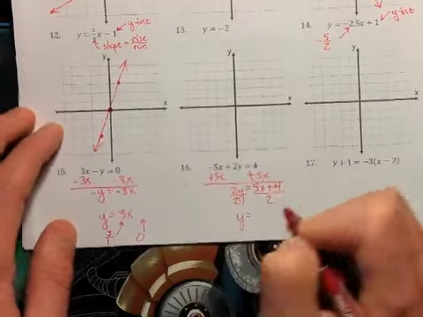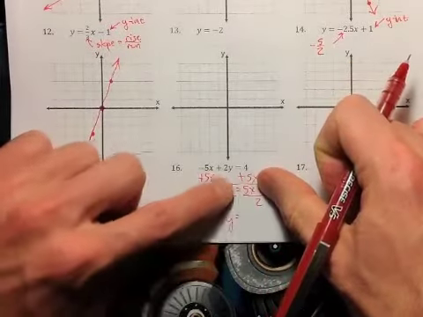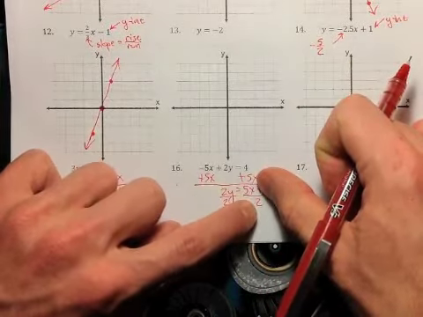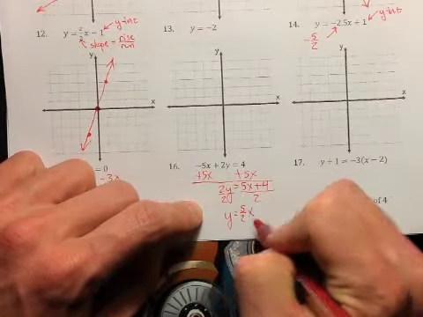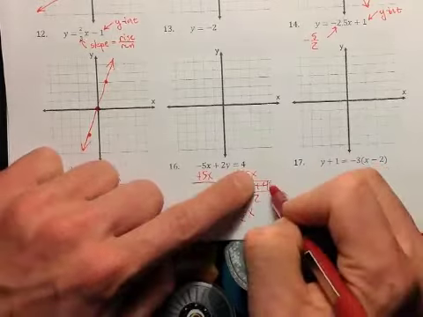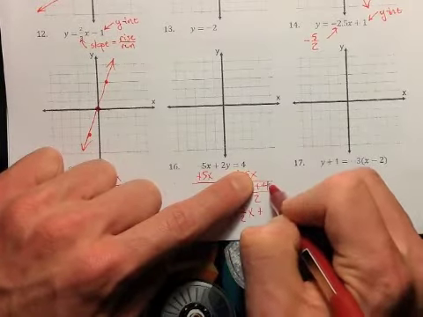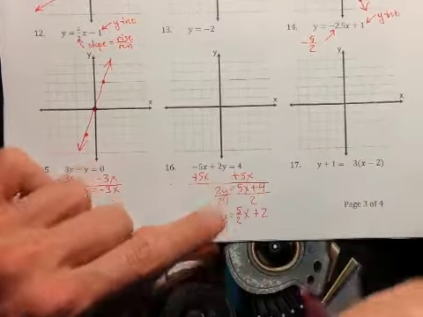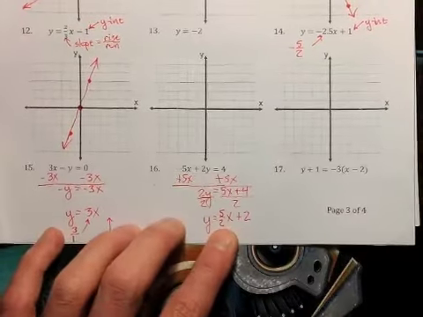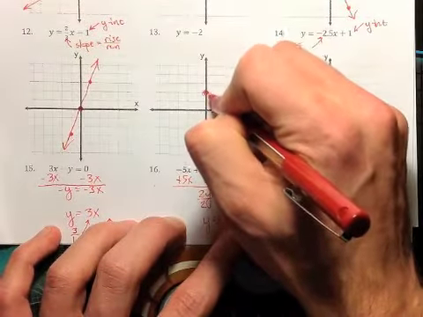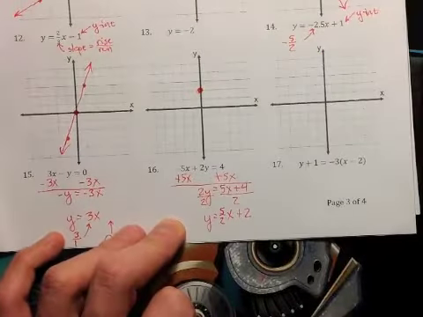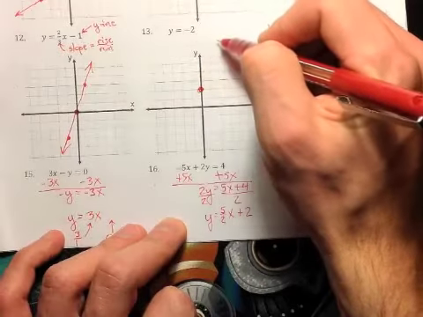So y equals, over here we have 5x over 2, which I'm going to write as 5 over 2 times x, and then 4 over 2. I'm going to add that, so 4 over 2 is just 2. So it's easy enough to see that the y-intercept is positive 2. I'm going to plot that down right here. And then rise 5, run 2.